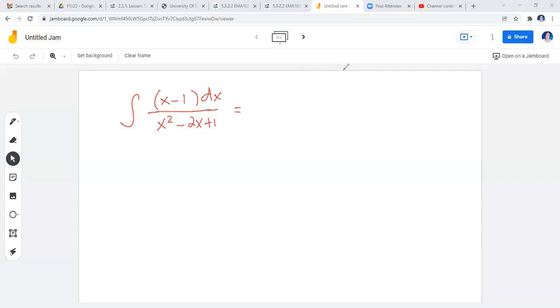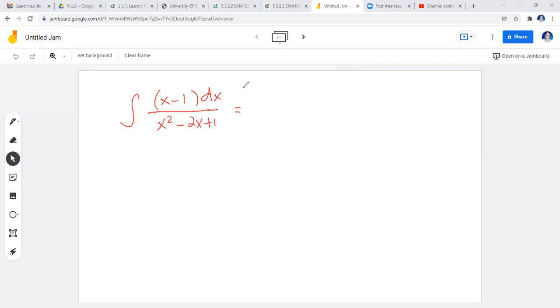The whole. The way I'm solving it right now, miss, is I made it into x minus 1 over x squared minus 2x plus 1, and then I expanded it into x over x squared minus 2x plus 1 minus 1 over x squared minus 2x plus 1. That's how I expanded mine, miss.